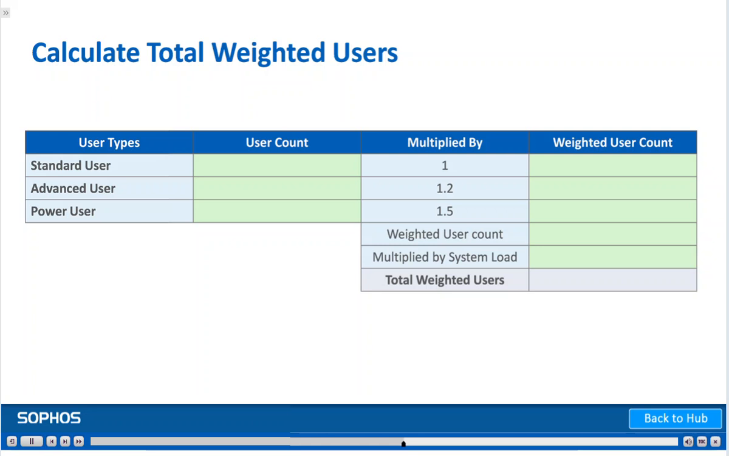If your customer has 560 users, you need to determine approximately how they break down into standard, advanced, and power users. In this example, there are 100 standard users, which is 100 weighted users, 300 advanced users, which is 360 weighted users, and 160 power users, which is 240 weighted users. This gives us 700 weighted users. The system load in this example is 1.2 for advanced, which gives a total weighted users of 840.